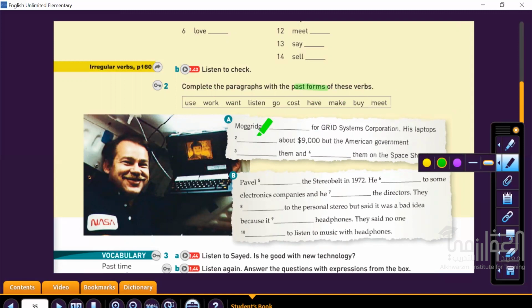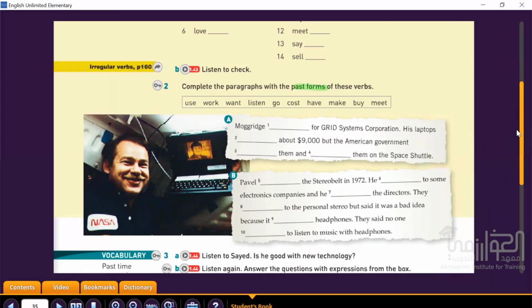So you change the words to the past. Don't forget to read the PDF I will send you before you complete this work, and you change them to the past form. So the first answer will be worked. So we write worked here.